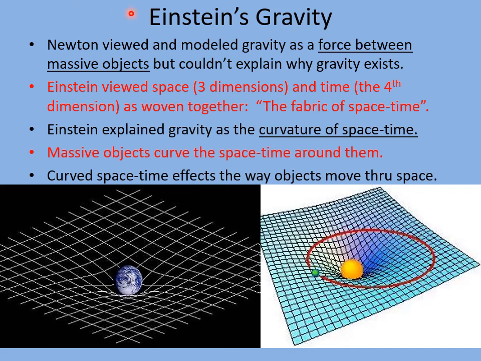So this leads to Einstein's idea of gravity. Newton viewed and modeled gravity as a force between massive objects, but couldn't explain why that force exists. Einstein viewed space, the 3 dimensions of space, and time as a 4th dimension, and space and time are woven together. This is often called the fabric of space-time. Einstein explained gravity as a curvature of space-time. And basically, massive objects curve the space-time around them.